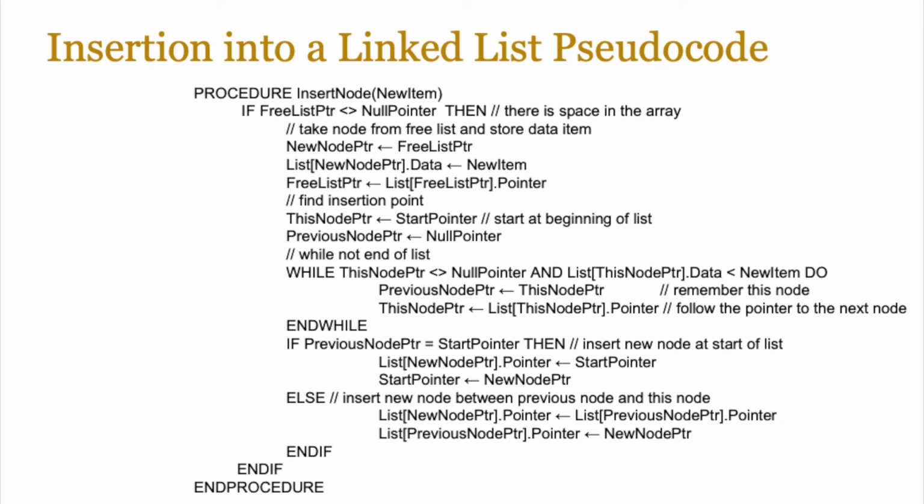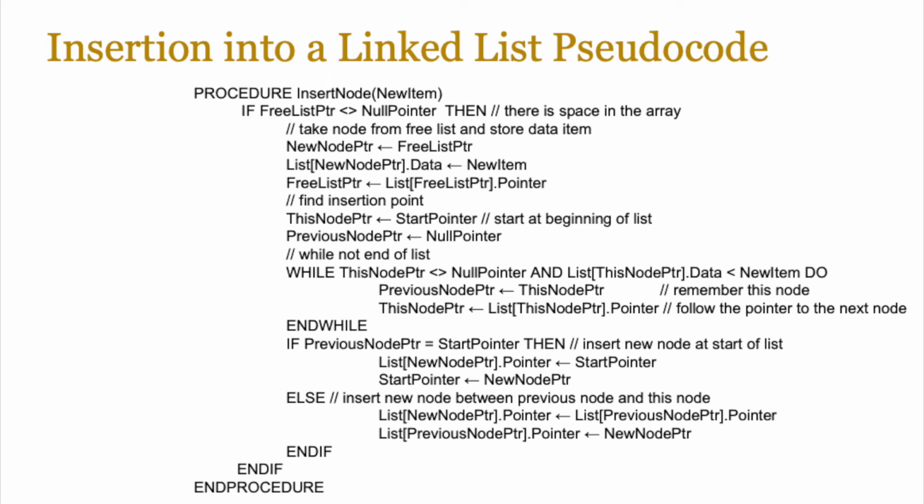Well, we need to find that insertion point where we can insert, and to do that, we manipulate pointers again. So we're going to start with setting up a new pointer. In this case, we call it this node pointer, and we give it the value of the start pointer, which means start at the beginning of the list. Then the previous node pointer is given the value of the null pointer because before the start there shouldn't be anything, so that should be null or -1.